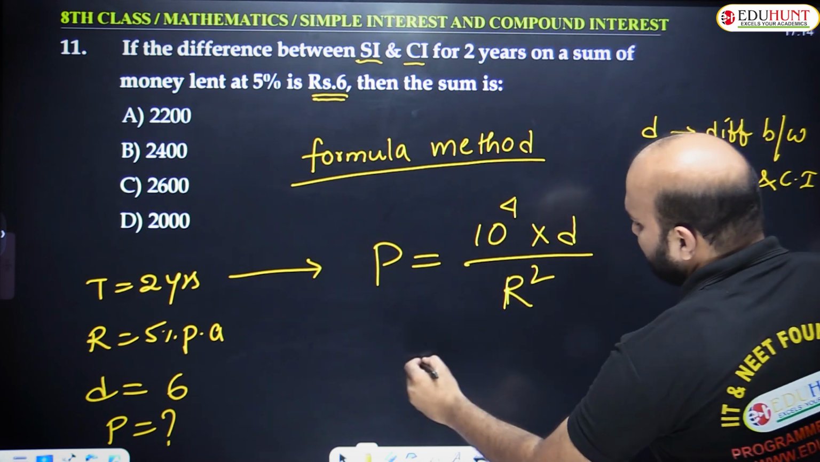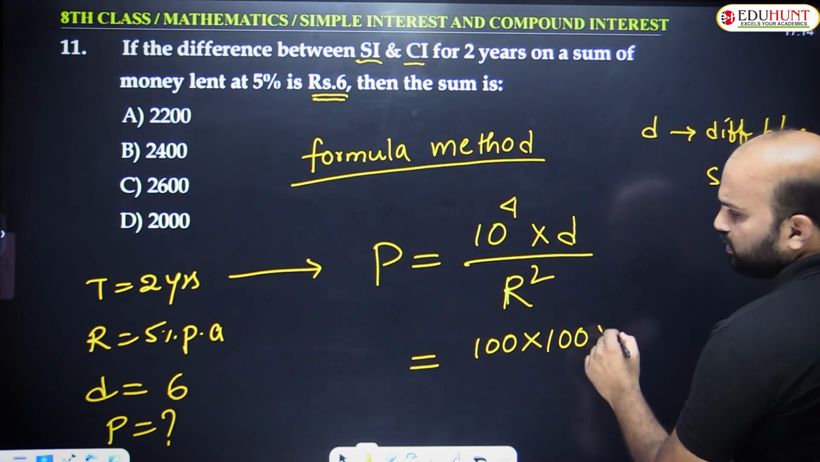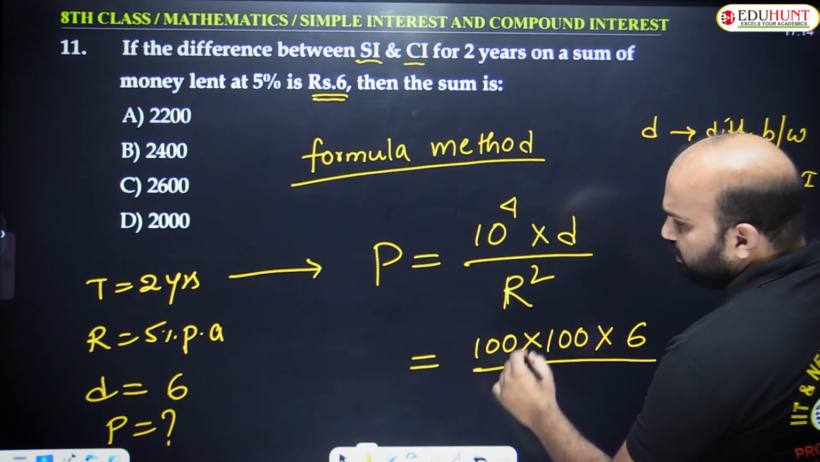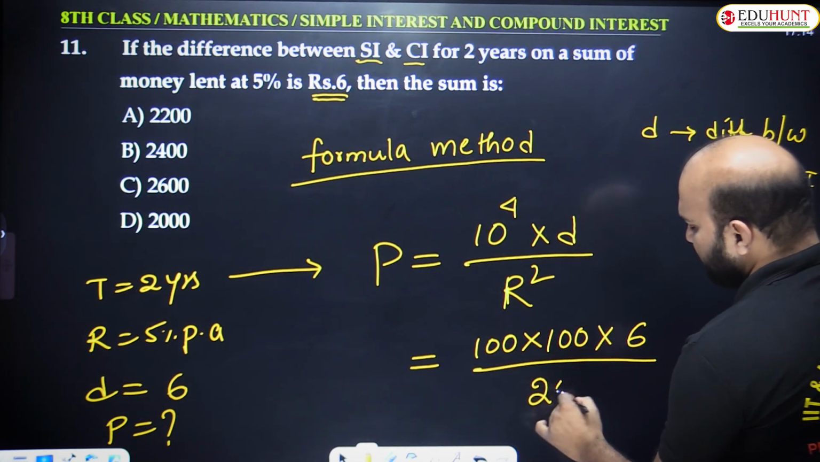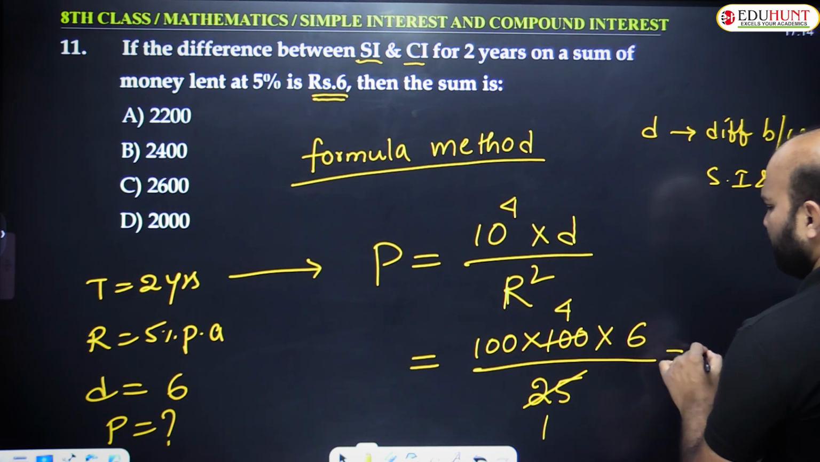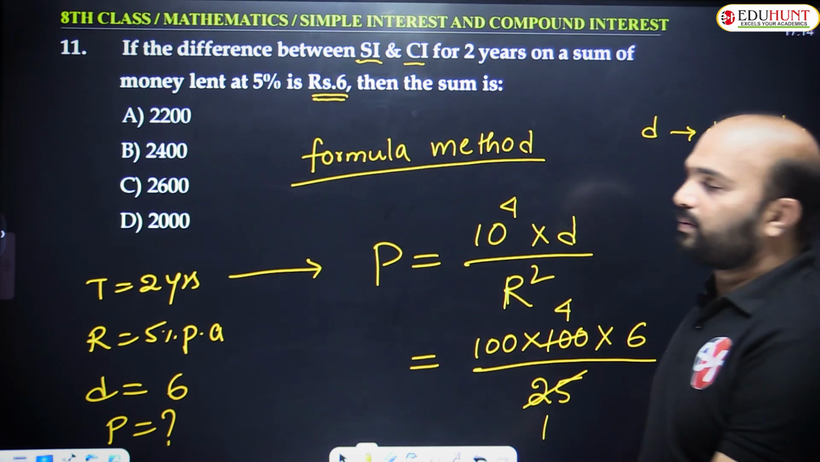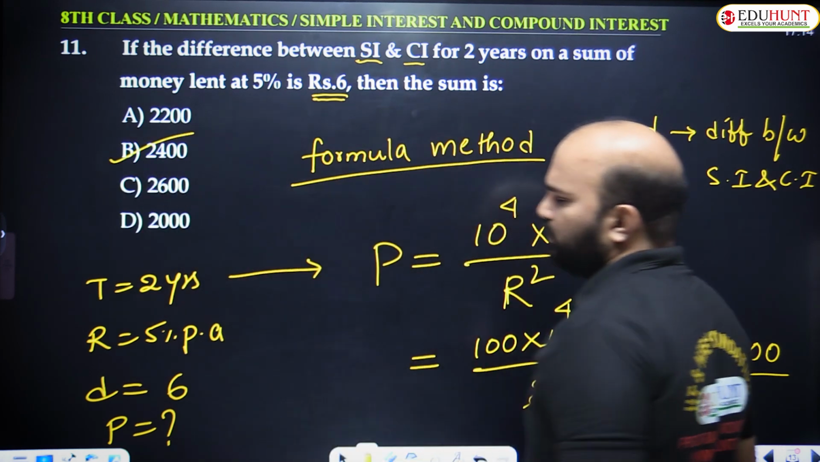So those values put into that equation, 10 power 4 nothing but it can be written 100 into 100, difference how much given? 6 rupees, whole by R square, nothing but 5 square, 25. 25 ones are 25, fours are 4 into 6, 24 00, 2400 is the required answer. Option B is the right answer. This is a formula method.